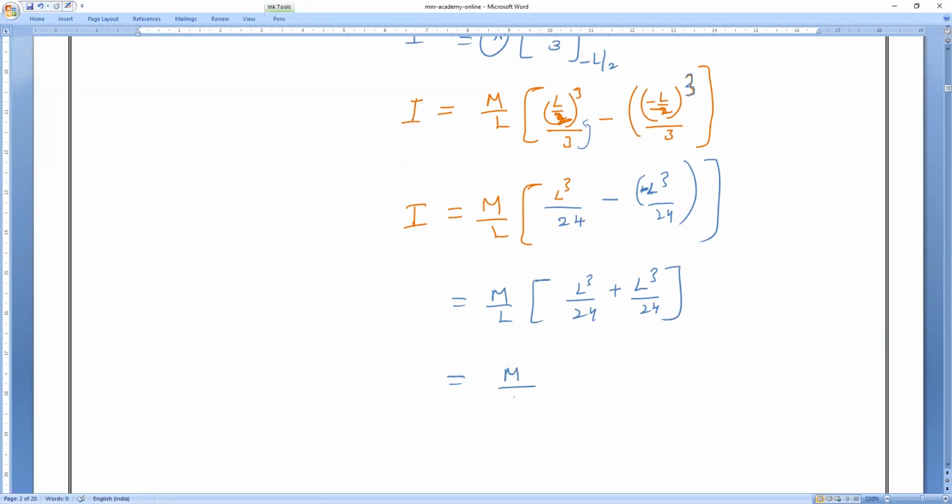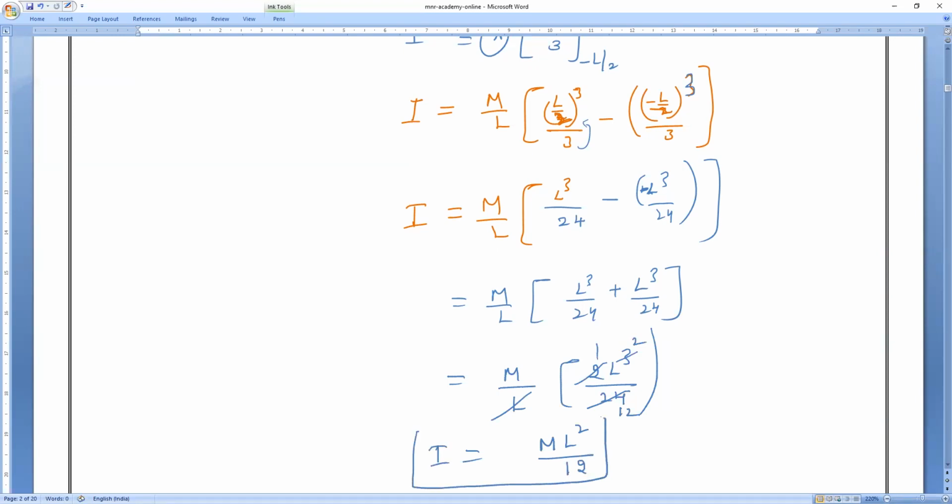So m into m divided by L, divided into L plus L, how much is it? 2L cube, correct? So 2L cube divided by 24. The 2 ones are, 2 12s are, and L and L cube will get cancelled. So what is the formula, everybody? ML square by 12. So this is the moment of inertia of a rod.